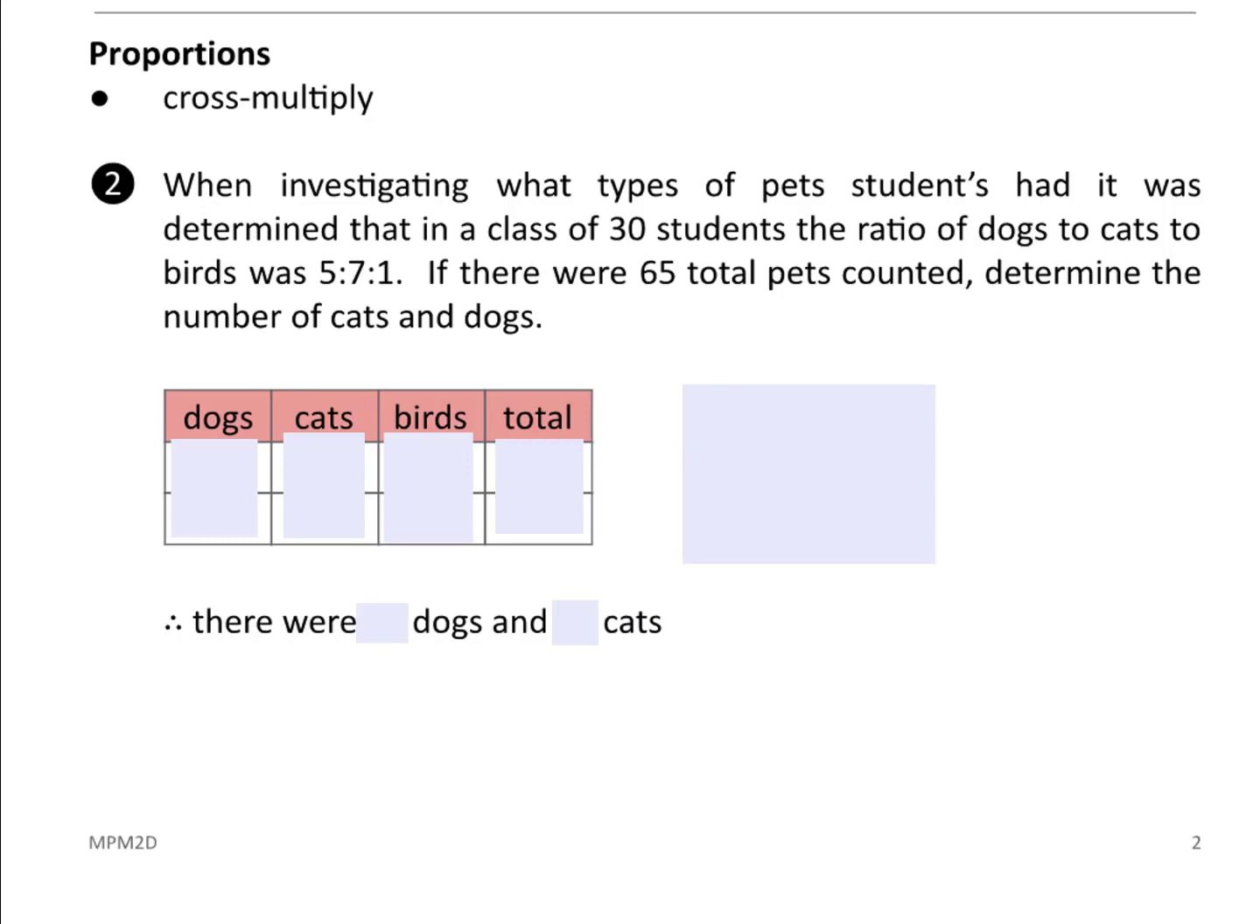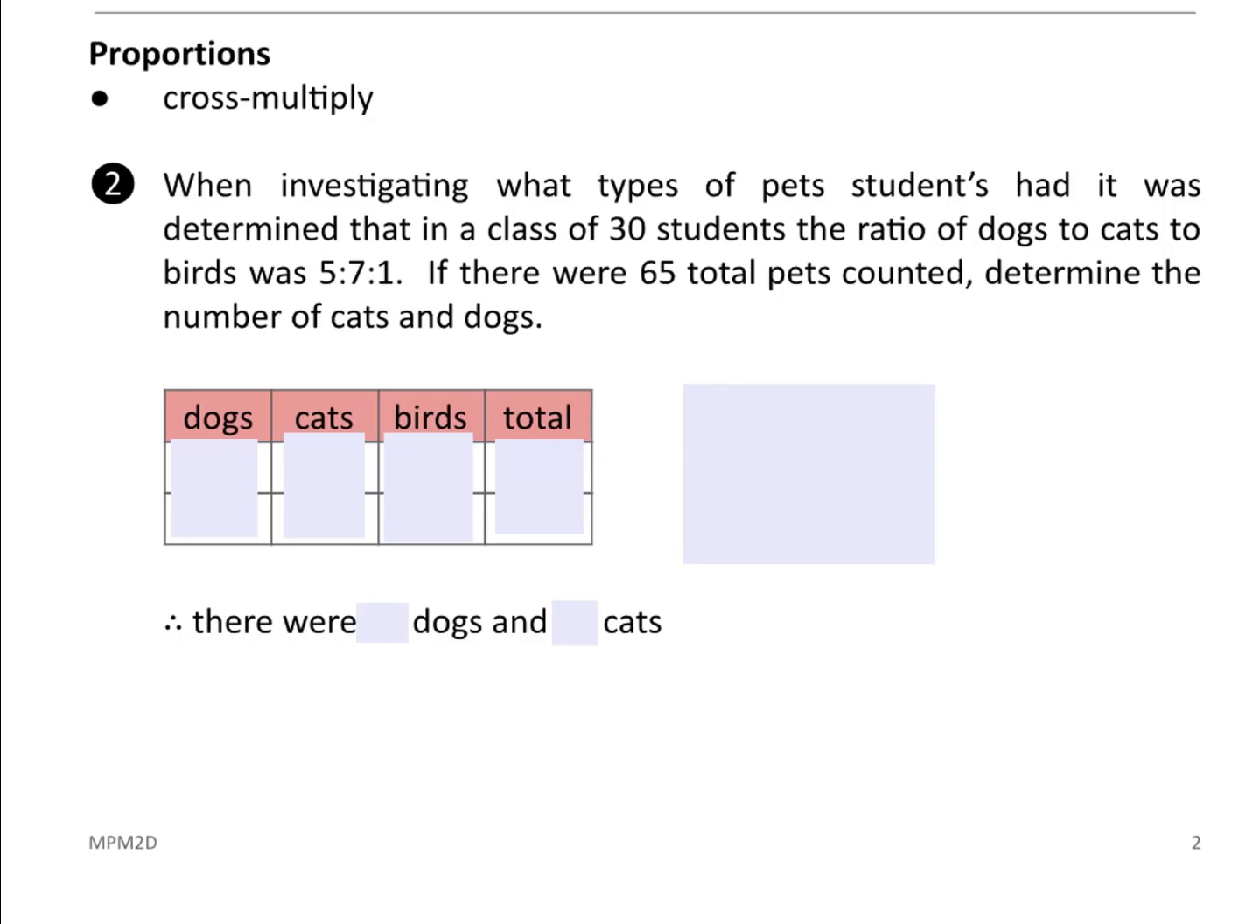When investigating what types of pets students had, it was determined that in a class of 30, the ratio of dogs to cats to birds was 5 to 7 to 1. So dogs was first, then cats, then birds. If there were a total of 65 pets counted, determine the number of cats and dogs. So there's a lot going on in this question.